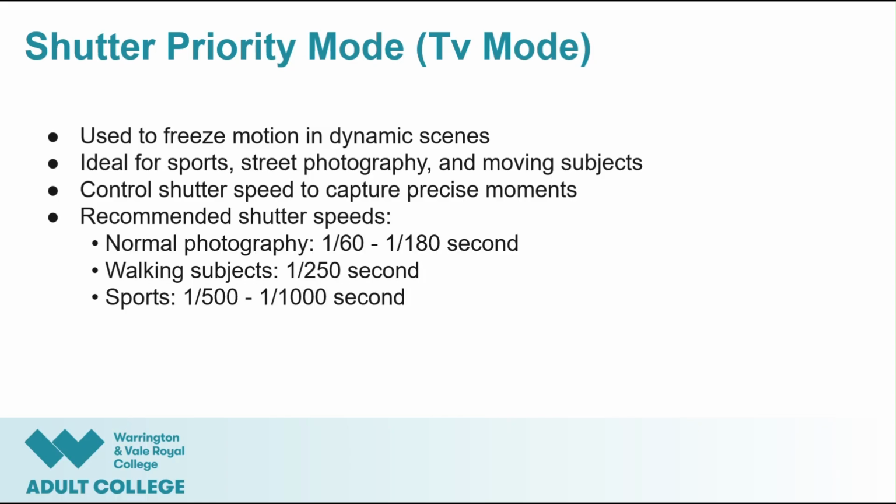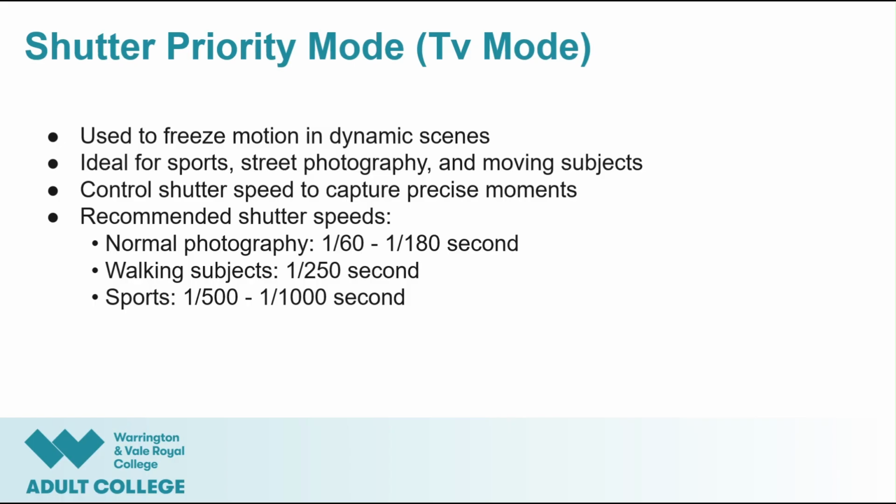So here are some examples of speeds you might want to use. For very, very fast, you go for something like 1 in 500, 1,000. For somebody walking or even running at a very fast pace, about 1 in 250. For normal photography, I wouldn't really use it normally. I'd probably use aperture priority and decide on the focal length and depth of field I wanted to go for. But in normal photography, between 1 in 60 and 180.